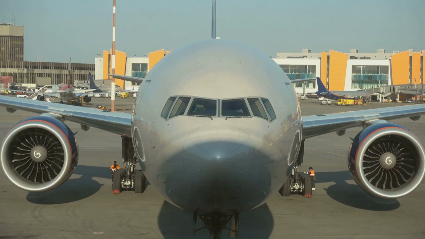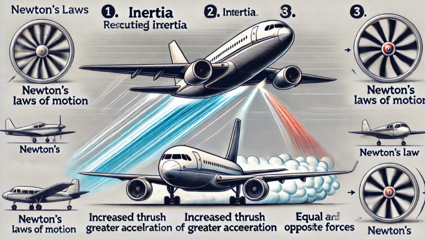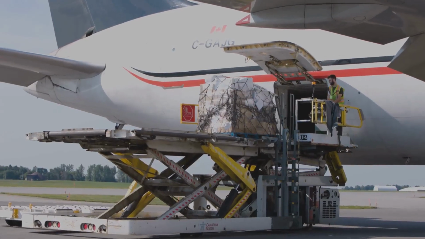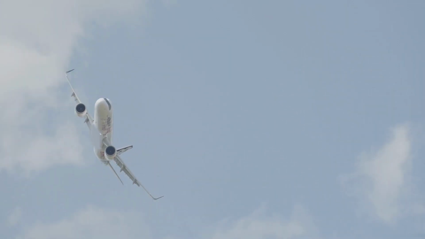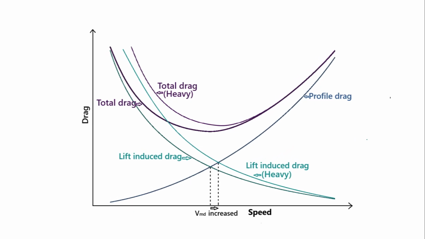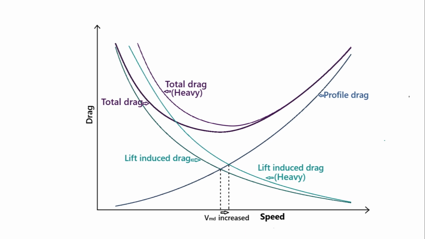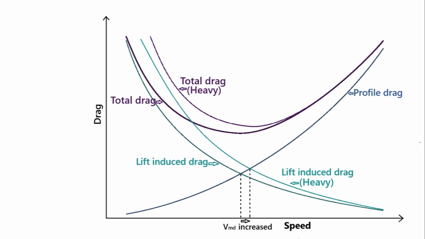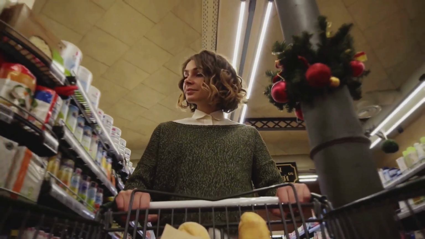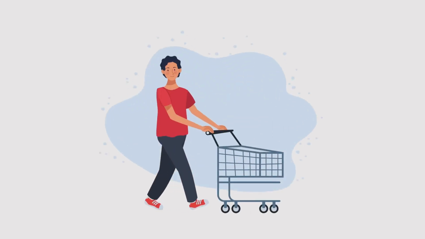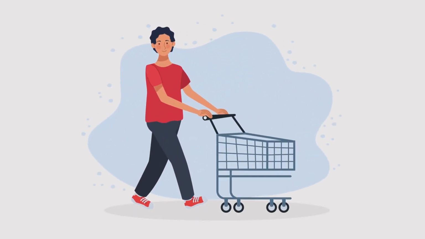The impact of mass on aircraft drag. Recall Newton's laws of motion. One of these laws states that heavier objects require more force to move. This principle is directly applicable to airplanes. A heavier aircraft necessitates generating more lift to remain airborne. Consequently, increased lift results in increased induced drag. This subsequently leads to a higher speed for minimum drag. Notice also that the profile drag curve remains the same. This can be compared to pushing a fully loaded shopping cart versus an empty one. The heavier cart demands significantly more effort to move.